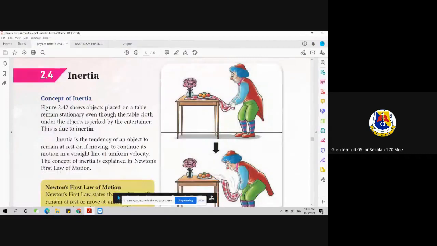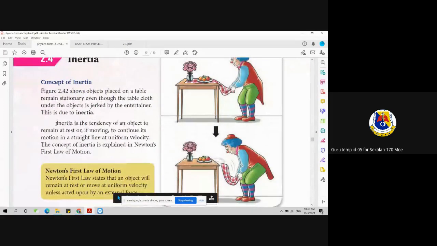So we look into the textbook. The inertia is the tendency of an object to remain at rest or to continue its motion in a straight line at uniform velocity. Or you can say that the inertia is the tendency of an object to remain at rest or stay in motion at uniform velocity.